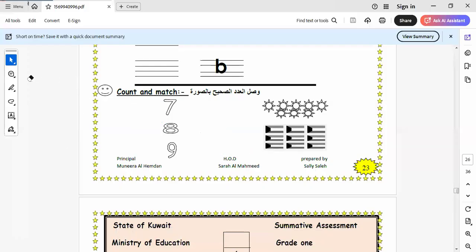Here we count these flowers and select the suitable number. 1, 2, 3, 4, 5, 6, 7, 8. So I select this one by this one. Here are the pencils. Let's count them together. 1, 2, 3, 4, 5, 6, 7, 8, 9. So I select this one by this one. Let's go to another exercise here.